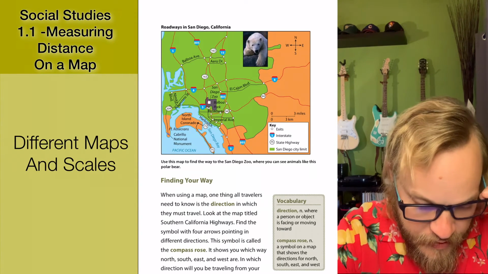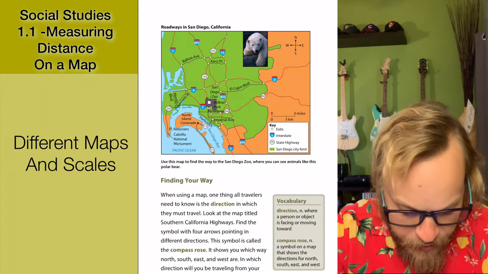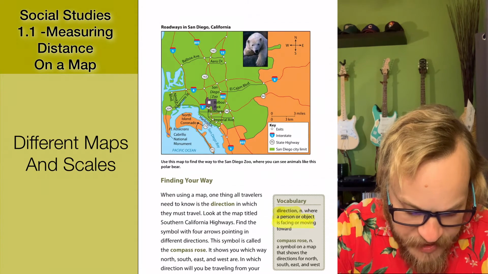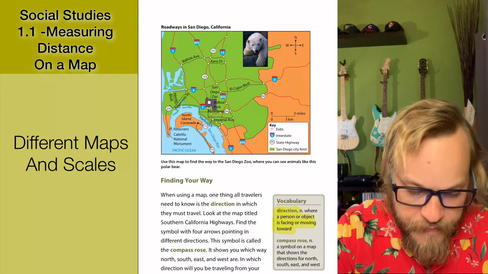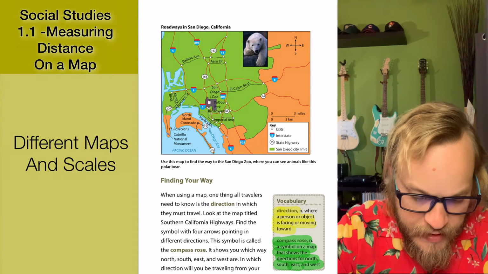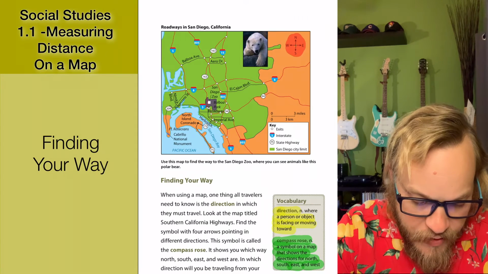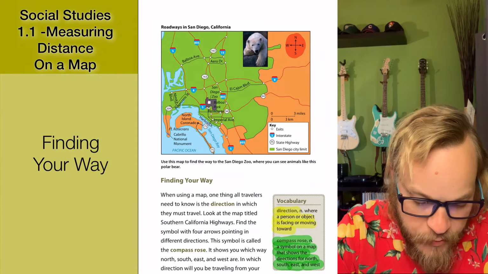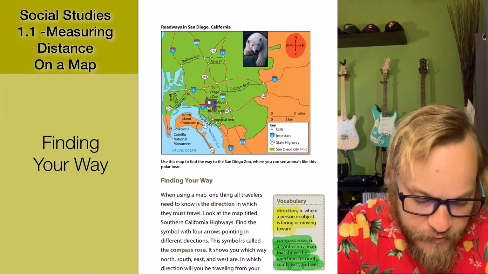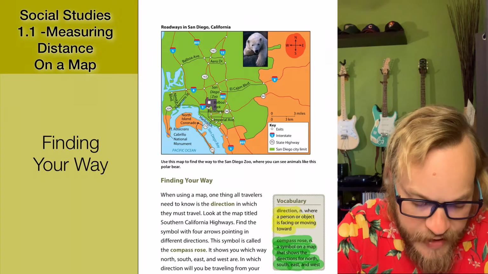Okay. A few things to point out. Vocabulary. We have direction, which is where a person or object is facing or moving toward. And we have a compass rose, a symbol on a map that shows the directions north, south, east, and west. I haven't pointed this out yet, but all of our maps have this compass rose, which tells us to orient the map where north is pointing north, east, south, and west.